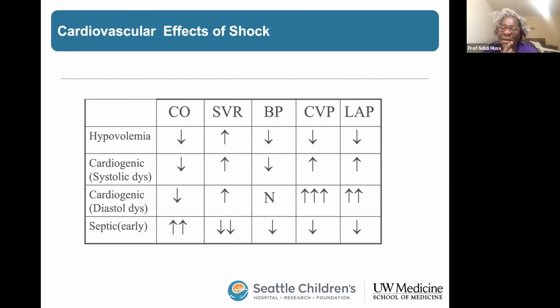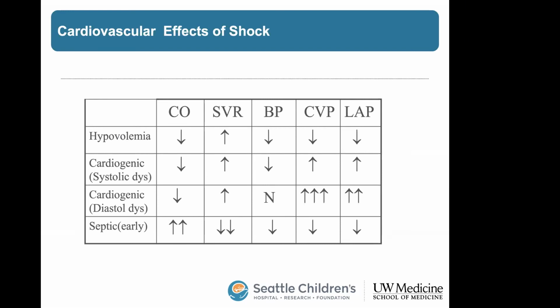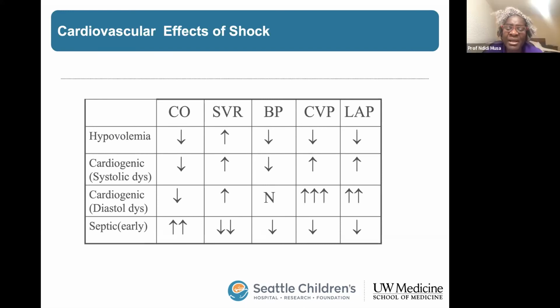Now, just to think about the cardiovascular effects of shock in terms of cardiac output, systemic vascular resistance, blood pressure, CVP, central venous pressure. I'll leave the left atrial pressure aside because we don't usually measure it. And in children, you assume that the left atrial pressure is similar to the central venous pressure since they don't always have isolated heart disease. So in hypovolemia, your cardiac output is low because your heart is empty. So your central venous pressure will be low and your blood pressure obviously will be low if you're in the hypotensive phase of shock. Your SVR will be high to try to maintain your blood pressure until the last minute.